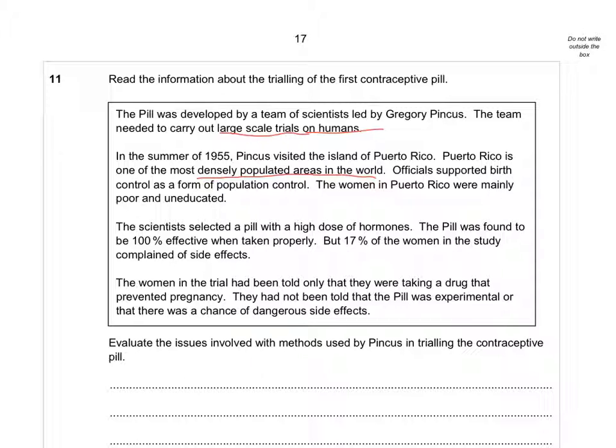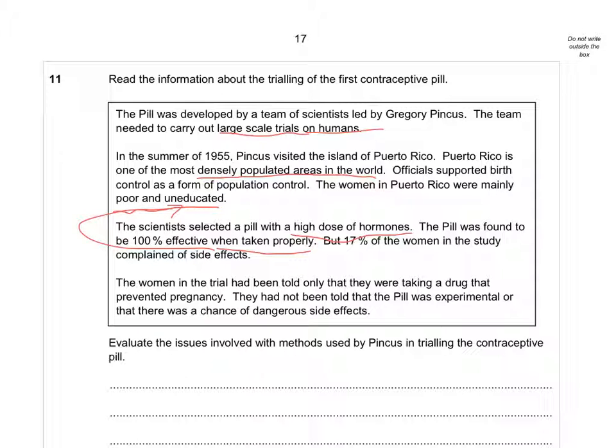The women in Puerto Rico were mainly poor and uneducated. So by uneducated, it means they are not very aware of how these scientific experiments work, and they're very poor, which means they've not got money to access a lot of drugs that could be used as contraception. Scientists selected a pill with a high dose of hormones, and the pill was found to be 100% effective when taken properly. So this "when taken properly" links in with the poor and uneducated bits. We'll look at that again in a second.